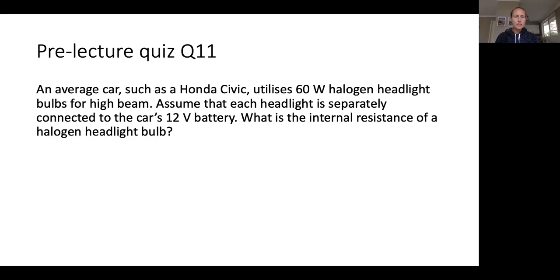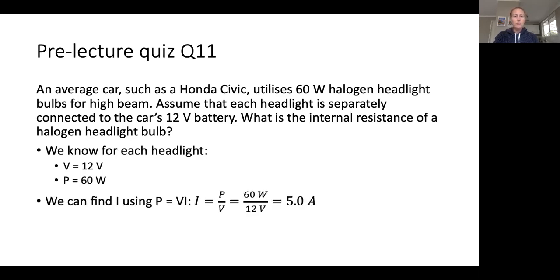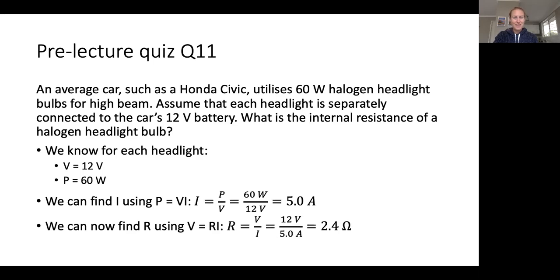Okay, so in the pre-lecture quiz, question 11 was the following. An average car such as a Honda Civic utilizes 60-watt halogen headlight bulbs for high beam. Assume that each headlight is separately connected to the car's 12-volt battery. What's the internal resistance of a halogen headlight bulb? Here, most of you got this right, so I'm not going to go through this one in too much detail, but basically we write down what we know. We know the voltage, we know the power, and then we can find the current using P equals VI. And once we know I, we can find R using V equals RI, and there we go.